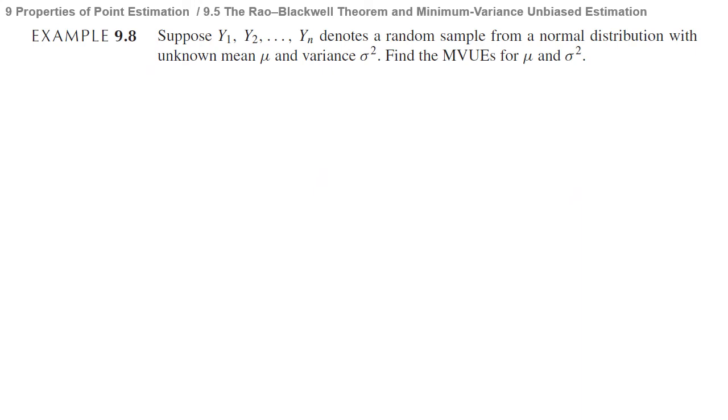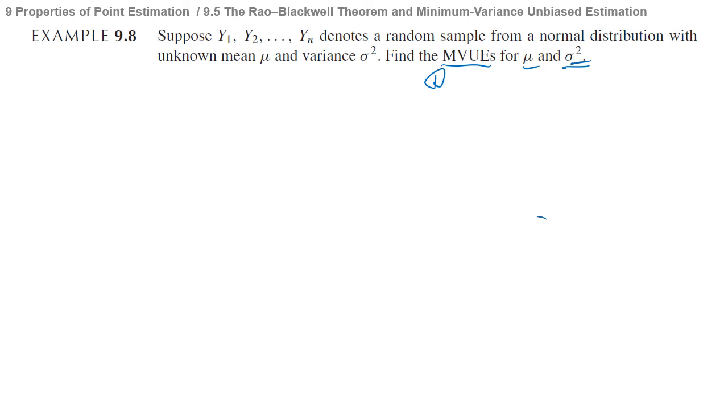Okay, let's move on to example 9.8. Suppose y1, y2, ..., yn denote a random sample from a normal distribution with unknown mean mu and variance sigma square. Find the MVUE for mu and sigma square. So now this time we have two parameters, mu and sigma square, and as we already solved, to find the MVUE, firstly we need to find the sufficient statistic for mu and sigma square.